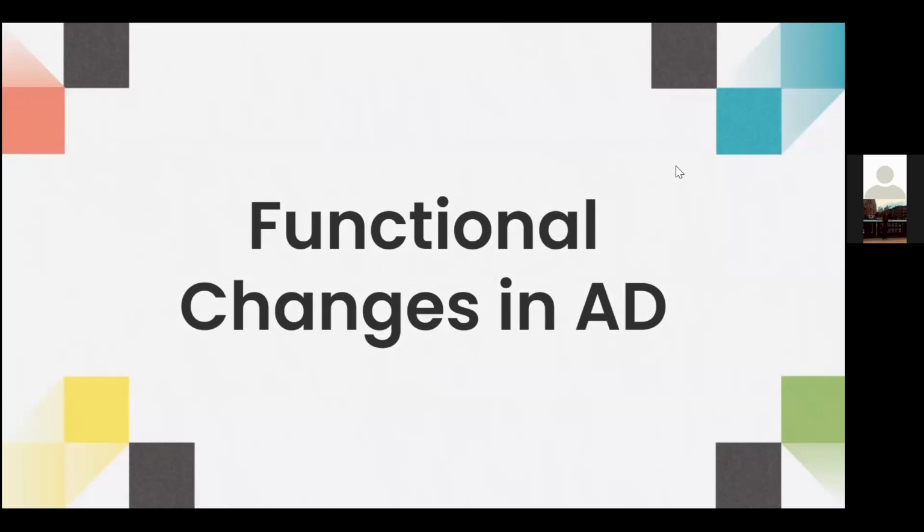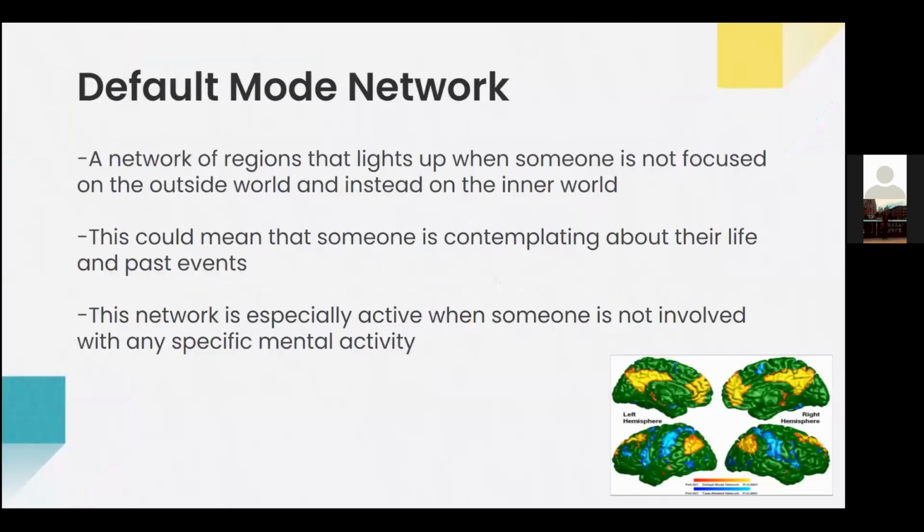So now we're going to talk about the functional changes in Alzheimer's disease. The first thing we're going to talk about is the default mode network. That's a network of regions that lights up when someone is not focused on the outside world and instead is focused on the inner world.